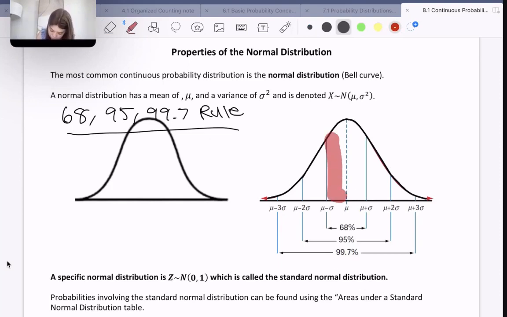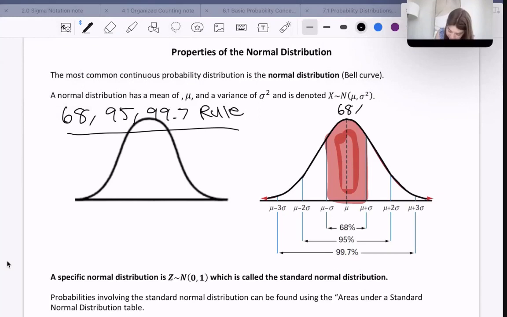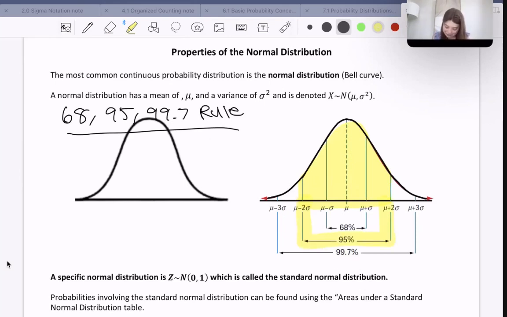What this rule states is that from the mean to one standard deviation away is 68% of the total data. Now, what about two standard deviations away? When we're two standard deviations away, this is 95%. I'm just realizing it says that here, so I don't necessarily need to write it myself. But from there to there, two standard deviations away on both sides is 95%.